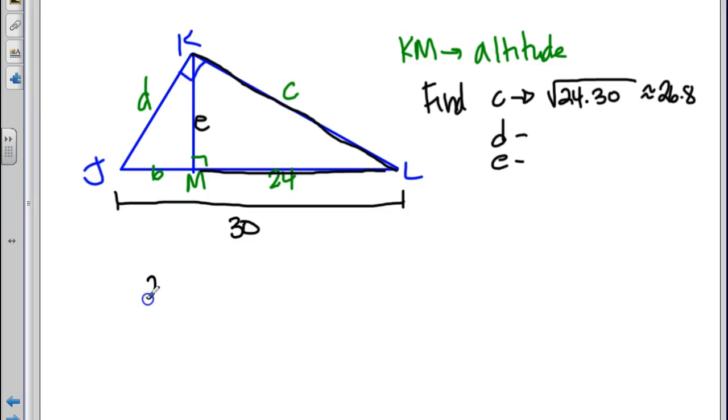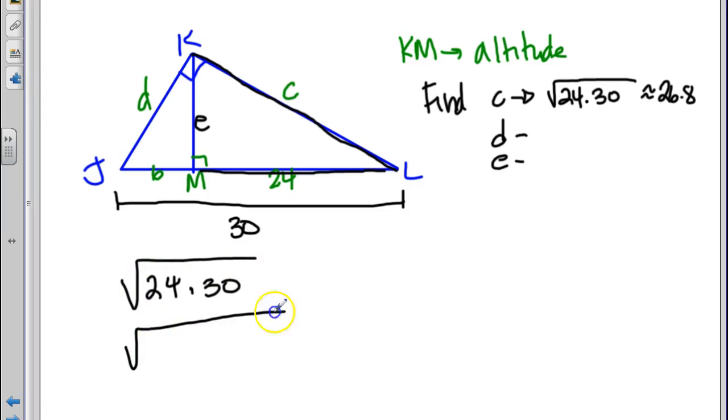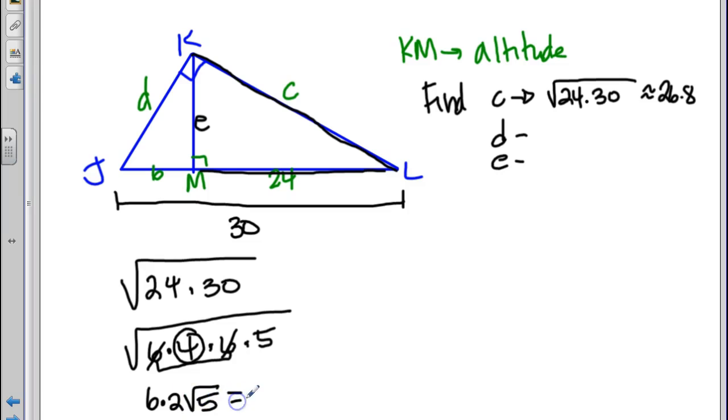Now, if we break that down, here's a kind of cool thing. 24 times 30, square root here. This is the square root of 6 times 4 times 6 times 5. Look at this. Perfect square, so I can take a 6 out, so those are gone. Perfect square, I can take a 2 out. The 5 stays in. So 12 square roots of 5.